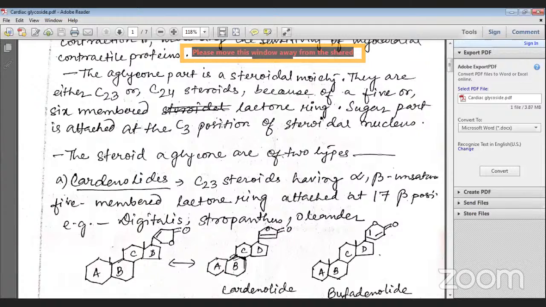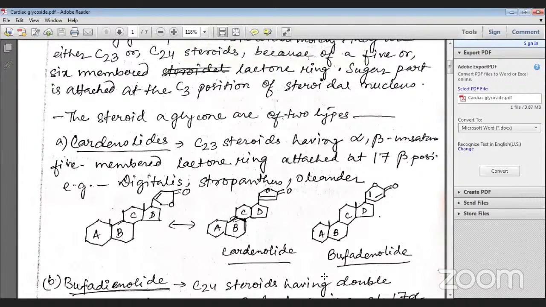In case of steroidal glycosides, the main core structure is the cyclopentanoperhydrophenanthrene ring, containing a 4 ring structure. This is the basic moiety of the steroidal glycosides.